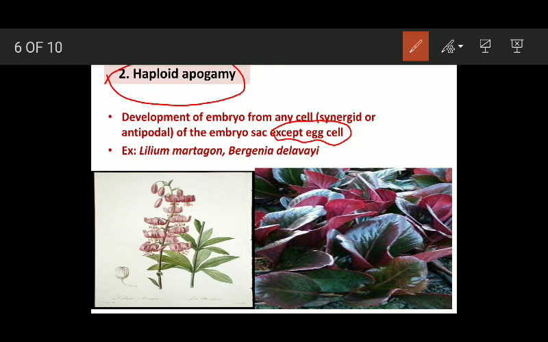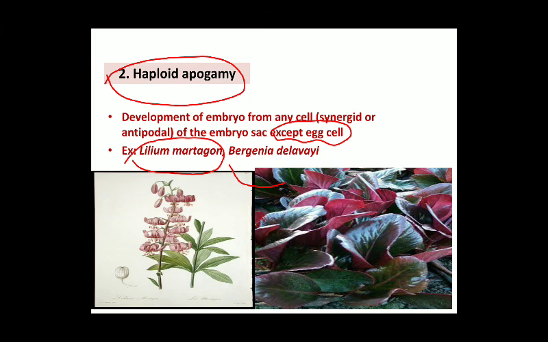You have to remember that the difference between haploid parthenogenesis and haploid apogamy is, while in case of haploid parthenogenesis the unfertilized egg gives rise to the embryo, in haploid apogamy the synergid or antipodal cell of the embryo sac gives rise to the embryo. Okay, and it has been found to occur in Lilium martagon and Virginia delawi. Okay, so this is all about the apomixis and recurrent apomixis.